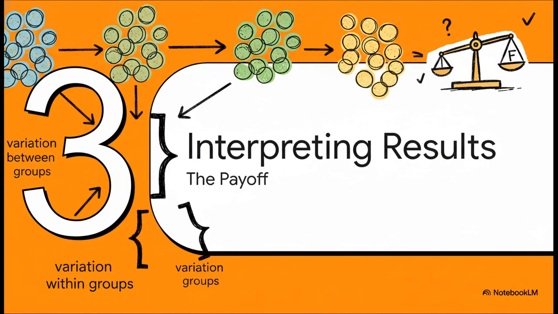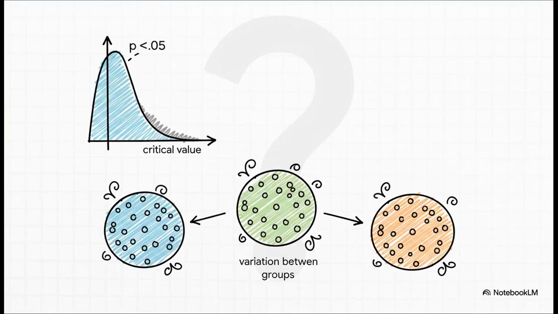Okay, great. We have our F value. We have our number. But what do we actually do with it? Let's get to the payoff. What does this result really tell us? A significant F value is kind of like a general alarm.